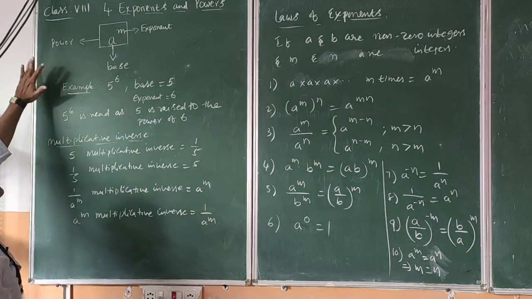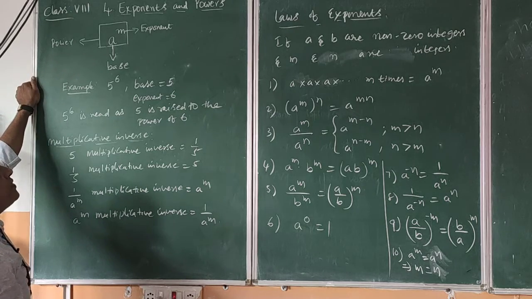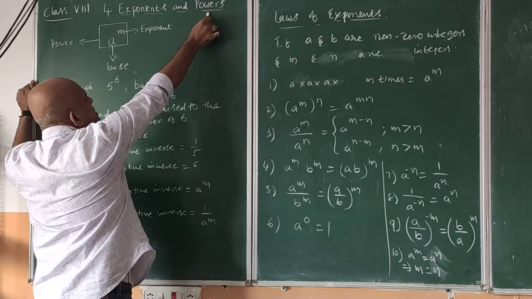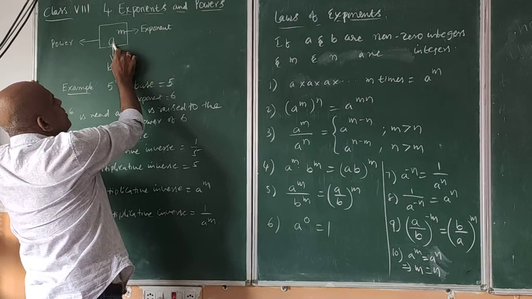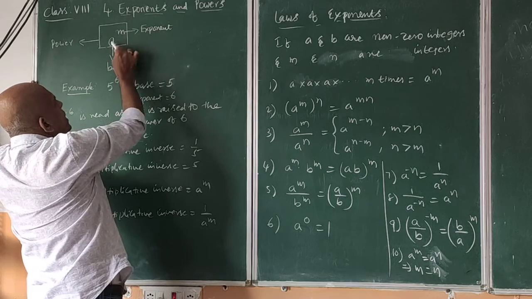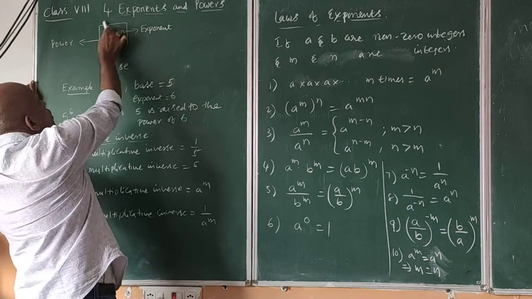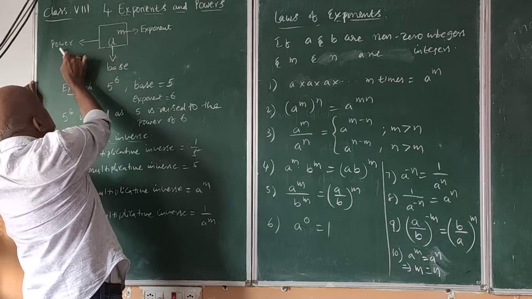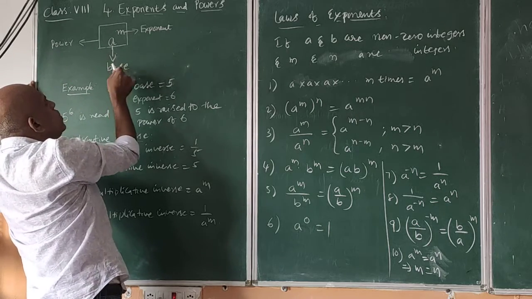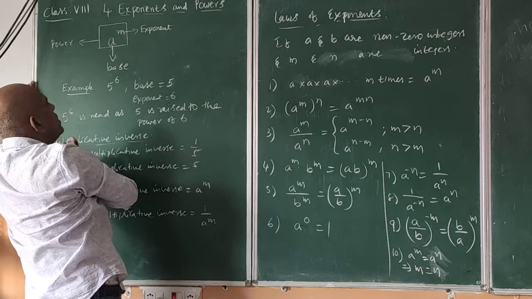So these are the basic things you have to learn in exponents and powers. The exponents are different, powers are different. That's why it is given as exponents and powers. In a to the power of m, m is called the exponent and a is called the base. Together, a power m is read as power. The value of a power m is called the power.